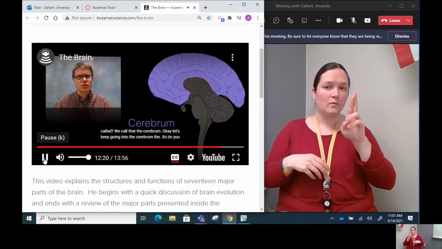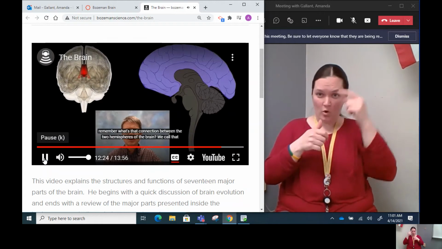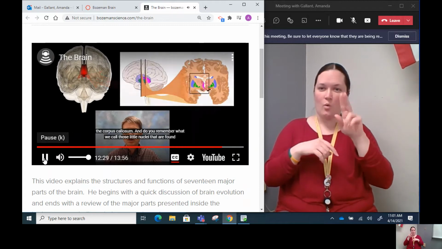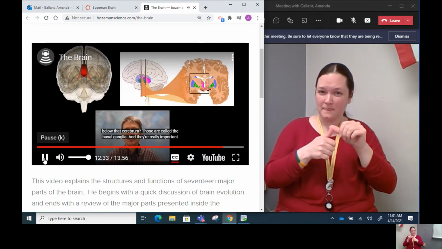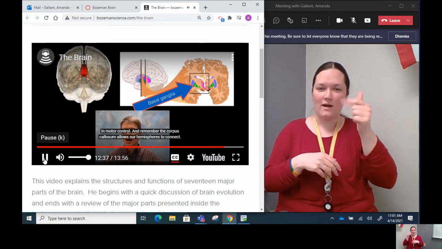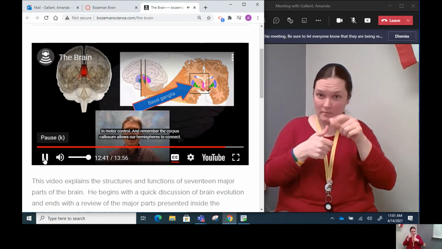Okay, let's keep going into the cerebrum then. So do you remember what's that connection between the two hemispheres of the brain? We call that the corpus callosum. And do you remember what we call those little nuclei that are found below that cerebrum? Those are called the basal ganglia, and they're really important in motor control. And remember, the corpus callosum allows our hemispheres to connect.